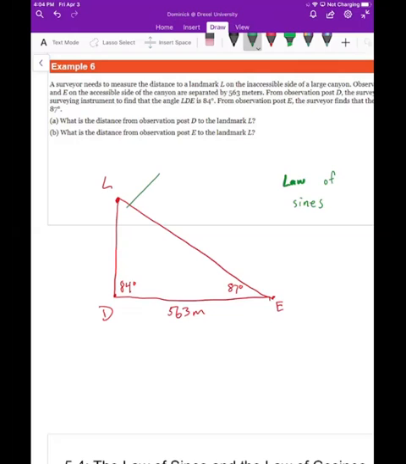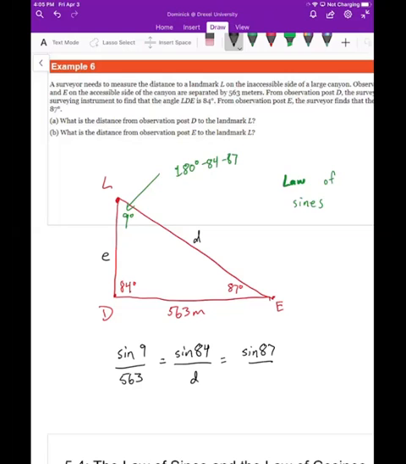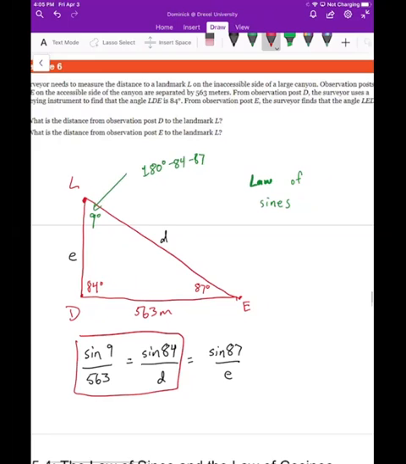Now, we don't have this angle right now, but we can get it, because this angle would be 180 degrees minus 84 minus 87. So if we do that, we get that this angle is 9 degrees. Okay, so now we can set up the law of sines. If this is side D and this is side E, then sine of 9 over 563 is equal to sine of 84 over side D, and that equals sine of 87 over side E. Just like before, we'll start with these, since we know 3 out of 4. You could just as easily use the other one.